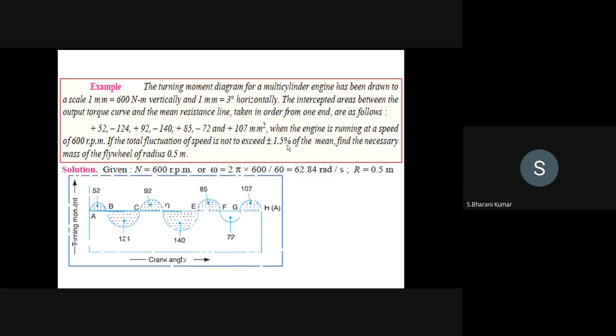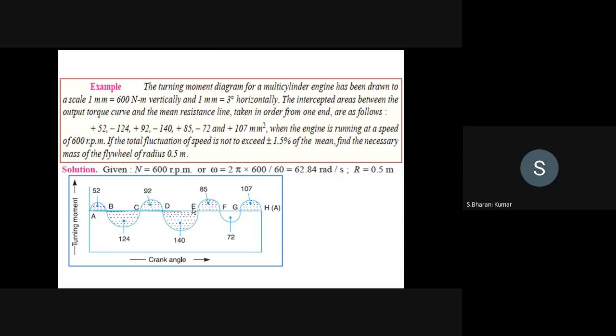What we were given in the last sum, you find out only the CS value there. But in this case, you want to find out the mass of the flywheel, and the radius is 0.5 meter. And one more thing: what we got in the last sum is only 0.3 percentage. But in this case, what will be given? Plus and minus 1.5 percentage. The data will be given like this, meaning you want to take it out in a different manner here.